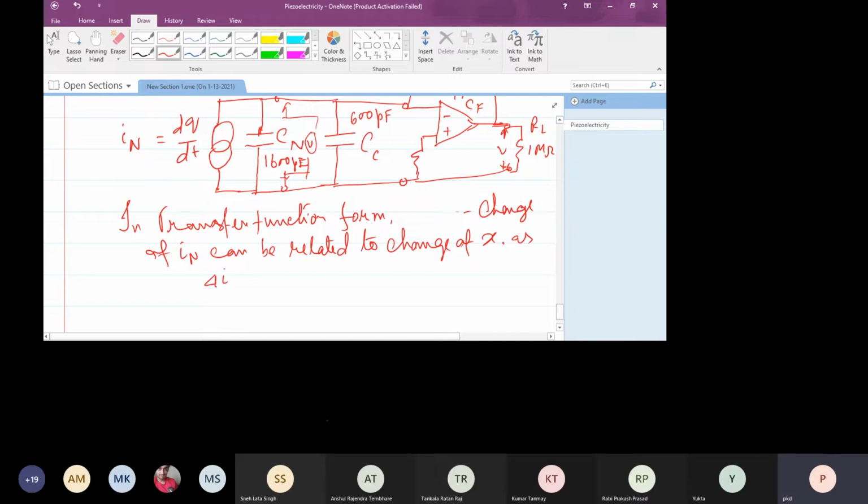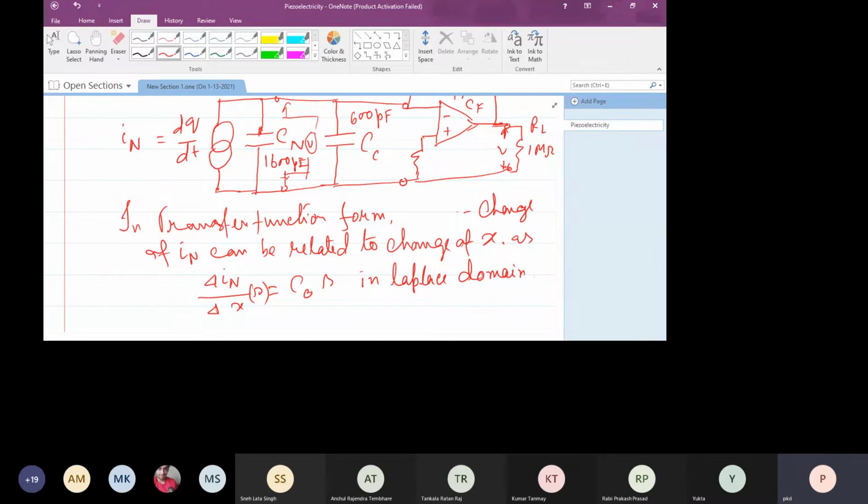As delta IN by delta X is equal to, again we have used some constant, so C0 S, in the Laplace domain. So we can put a function here, S.